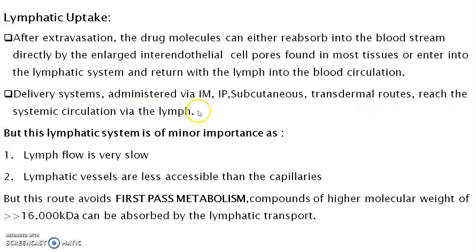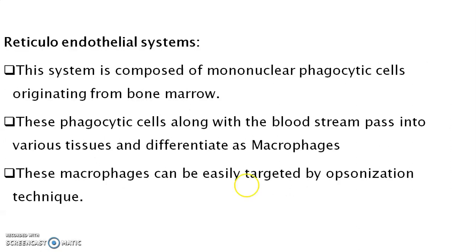But this lymphatic system is of minor importance sometimes, because the lymph flow is very slow, as well as the lymphatic vessels are less accessible than that of the blood capillaries. But this route avoids basically the first pass metabolism. Compounds of higher molecular weight of more than 16,000 kilodaltons can be absorbed by the lymphatic transport. So, basically these 2 points can be considered as the advantage of this type of lymphatic uptake.